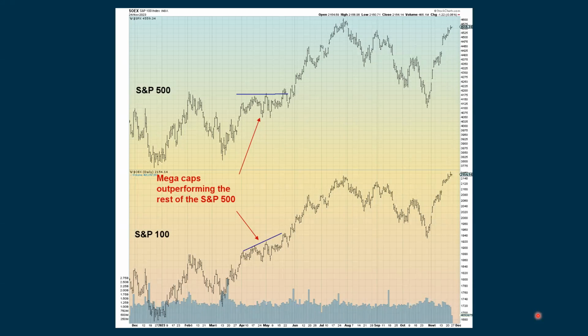Then we compare the S&P 100 to the S&P 500. We're looking for any kind of divergences or convergences. Right now, they're pretty much converging with each other. They're pretty much going in the same direction. And so we're not seeing anything that's really alarming us right now.